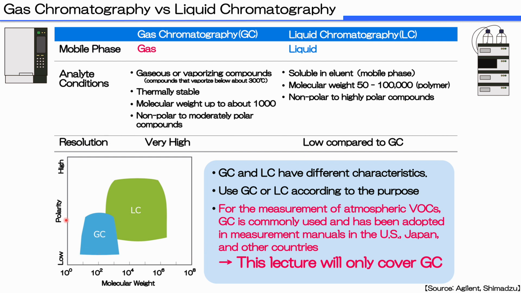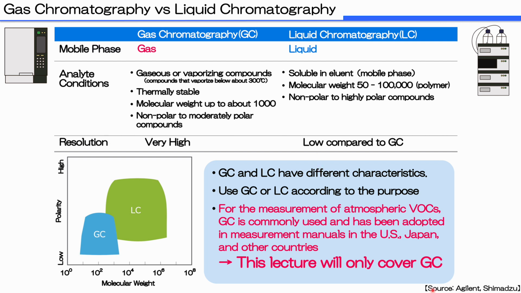The lower left figure summarizes the range of compounds that can be measured by GC and LC. Although the LC has a wider range of compounds that can be measured than GC, the greatest advantage of GC is that it has much better resolution than LC. From these features, you can find that GC and LC have different characteristics, and you need to use GC or LC according to the application and purpose.